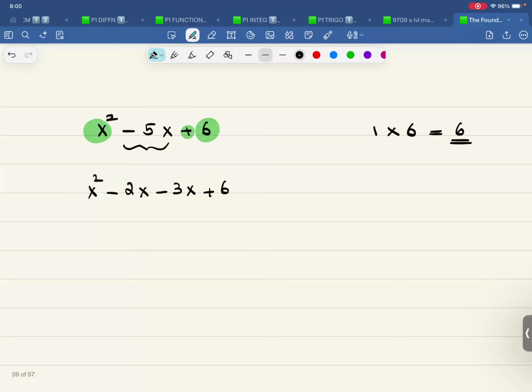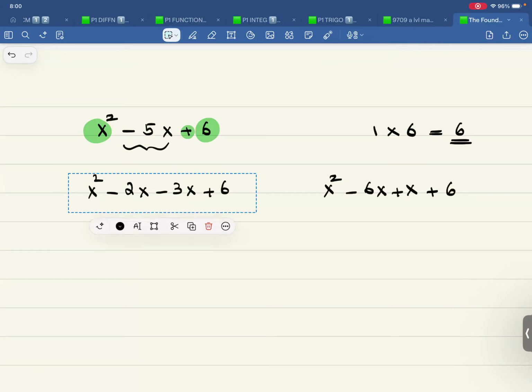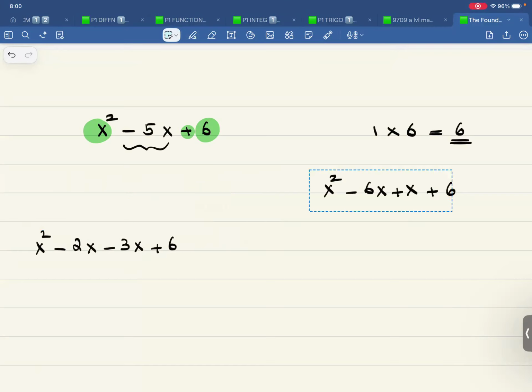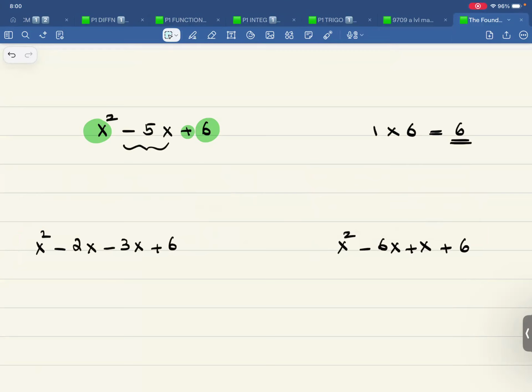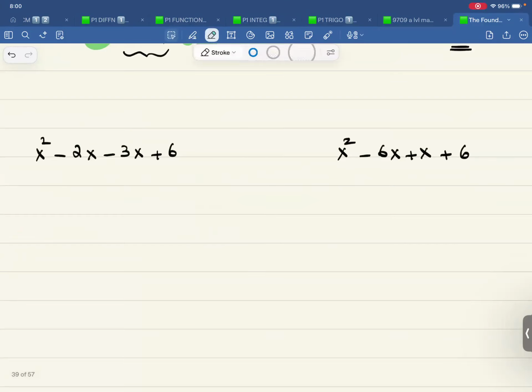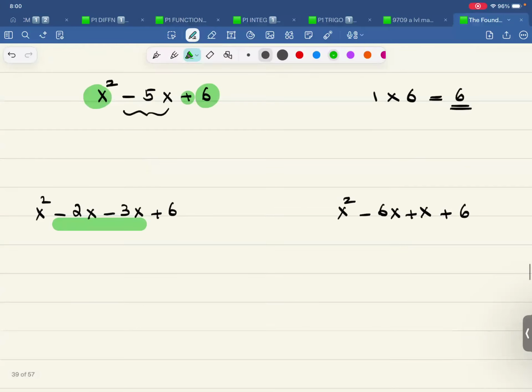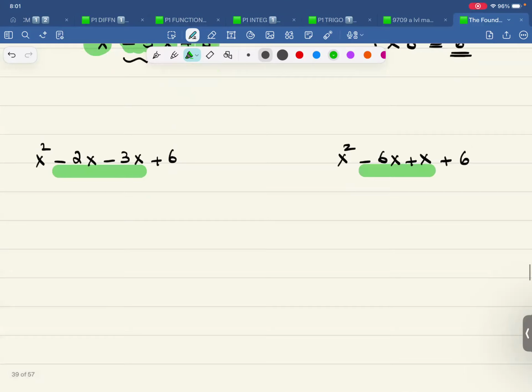Now someone can say, what if I write x square minus 6x plus x plus 6? This is a very classic example of how people can get confused between two things, and only one of them is correct. Now focus on this first. There is no hurry. Just chill, relax, and things will come to you. Negative 2x, negative 3x, that is negative 5x. Negative 6x plus x, that is also negative 5x. So at first glance, both of them seem to be correct.